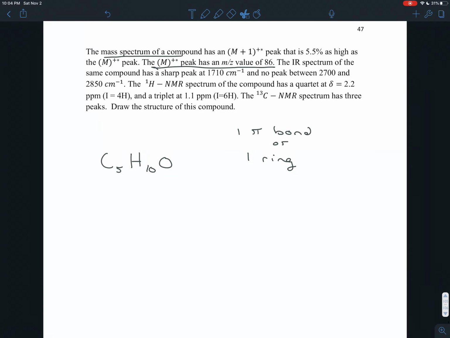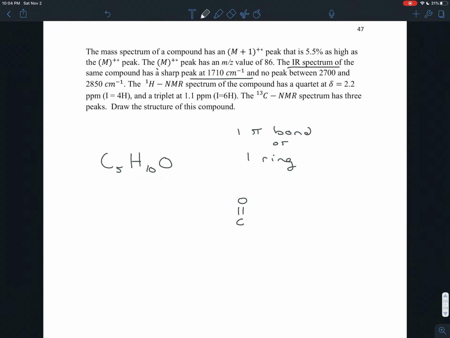So that's all the data we can squeeze out of the mass spectrum. We get a plausible molecular formula, and we know the degrees of unsaturation associated with that molecular formula. Next, IR. We're going to get the functional groups from the IR spectrum. It says that we have a sharp peak at around 1700, 1710. That means that we have a carbonyl. But at this point, it could be an aldehyde or a ketone.